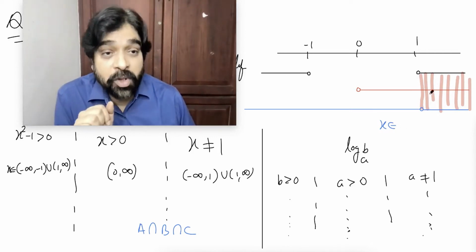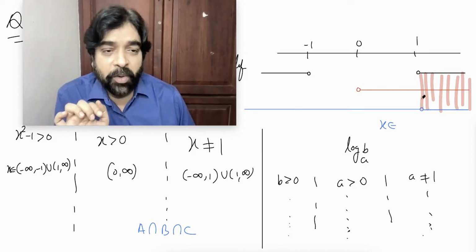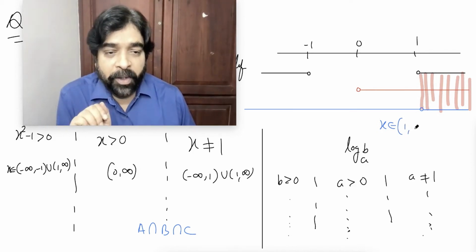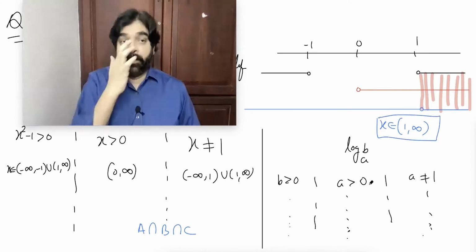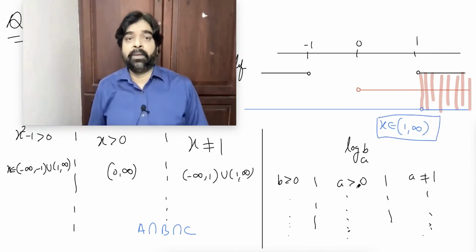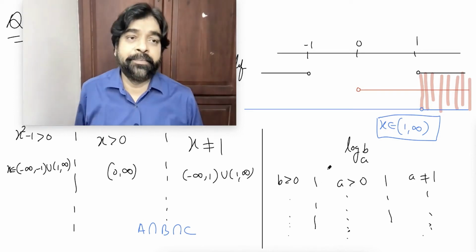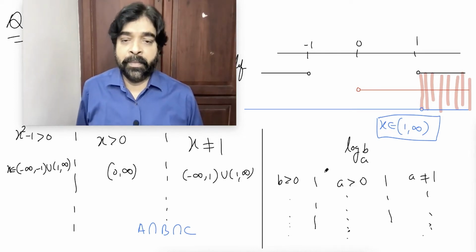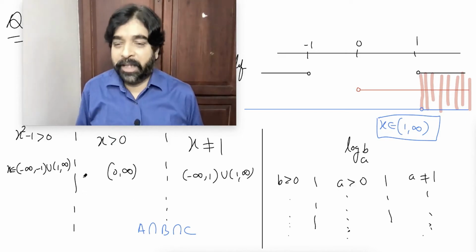1 open or closed? Open, because this is open. If any one is open, the result is open. This is open, closed, open. So open. 1 to infinity. This will be your answer. Have you understood the point? We don't have to do this much here. It's an oral question.